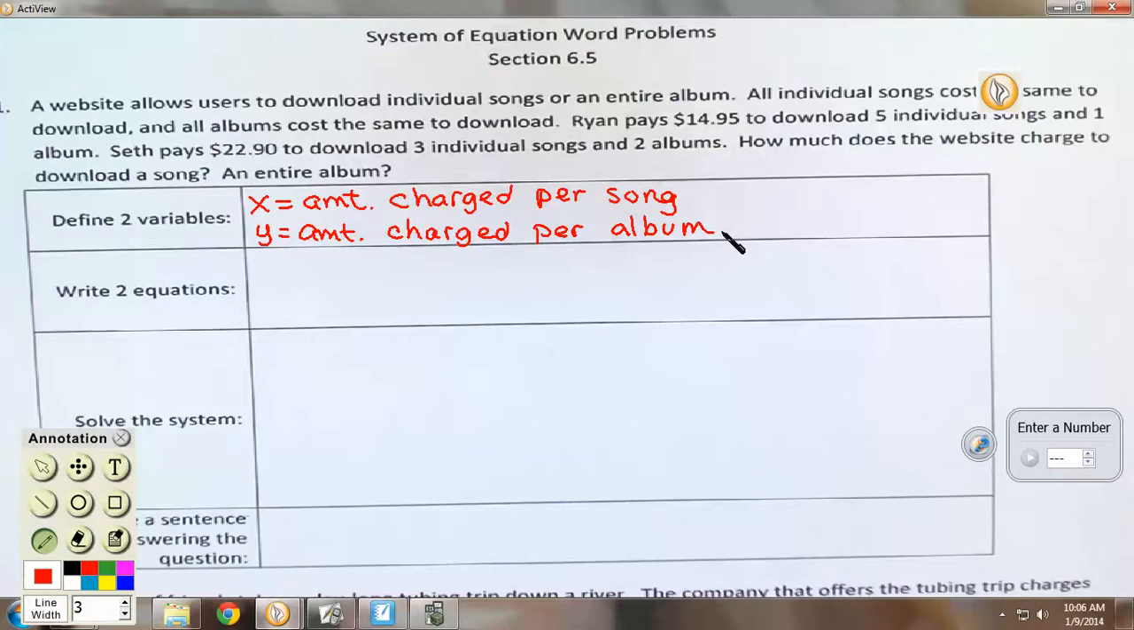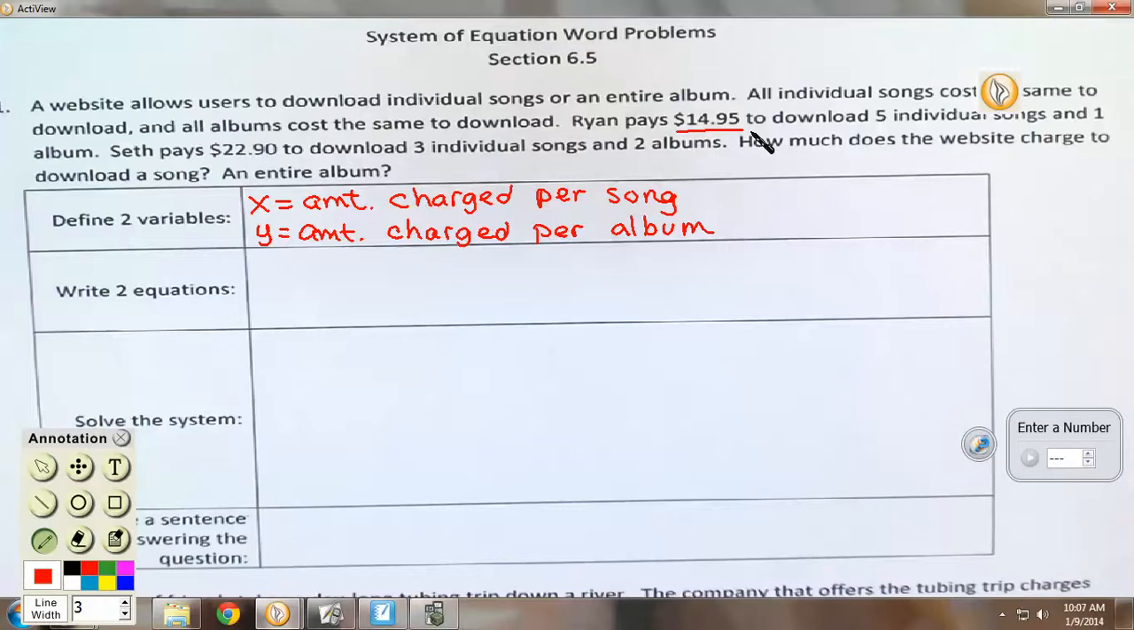Alright, step two. They're asking us to write our two equations. What information do we know? Let's start with Ryan. What do we know about how much Ryan paid and the number of songs and albums he purchased? He paid $14.95 for 5 songs and an album. He paid $14.95. So you might underline that. That's an important number we're going to deal with here.